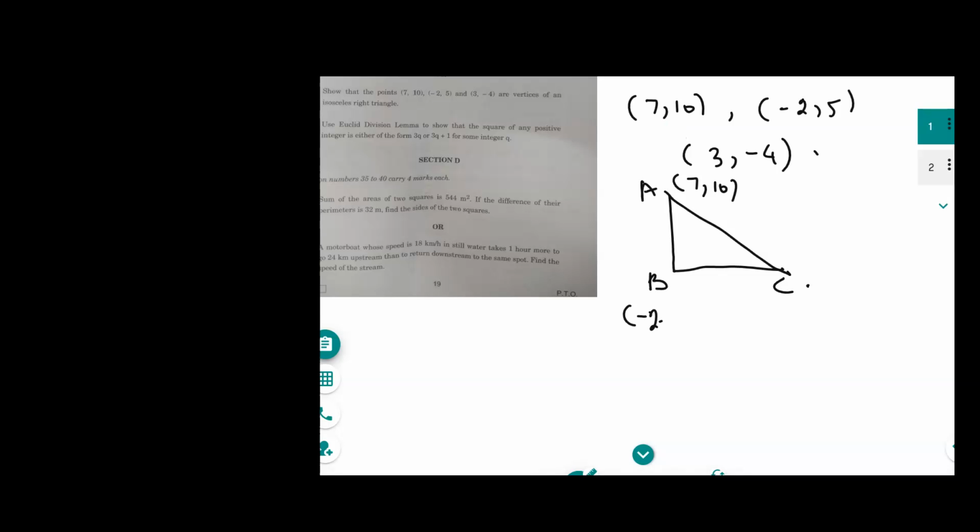The OR sum: show that the points (7, 10), (minus 2, 5) and (3, minus 4) are the vertices of an isosceles right triangle. So let the vertices be A, B, C. A is (7, 10), B is (minus 2, 5) and C is (3, minus 4). Now using the distance formula, root over (x2 minus x1) the whole square plus (y2 minus y1) the whole square.